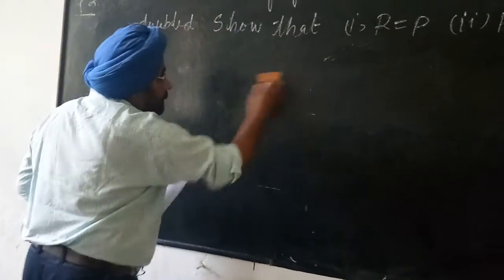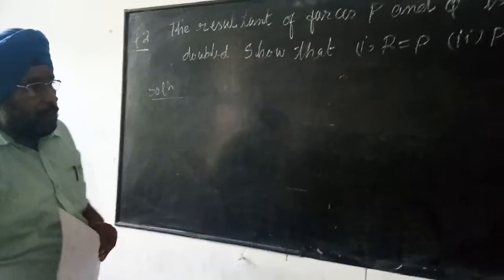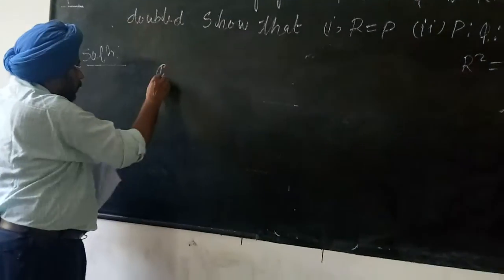Now the condition given in the question is: if Q is doubled, it means Q is equal to 2Q.